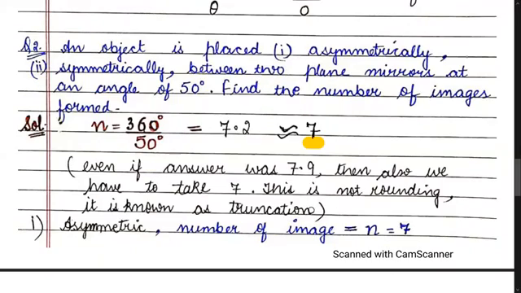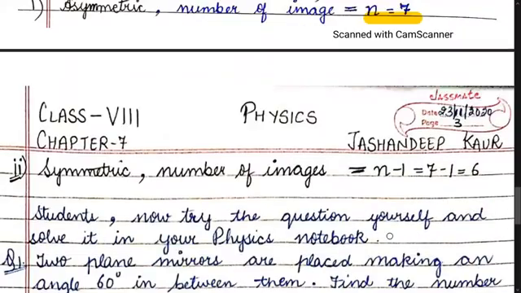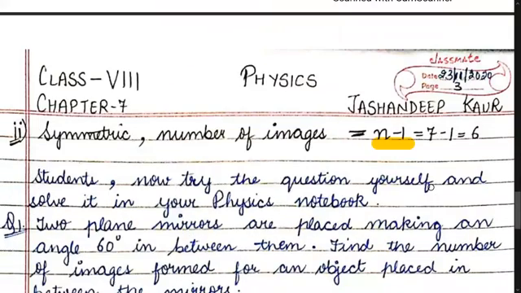So students, in case of asymmetric position of the object, the number of images formed will be 7 only. That is the value of n. And for symmetric position, the number of images would have been n minus 1. That is 7 minus 1, which is equal to 6.